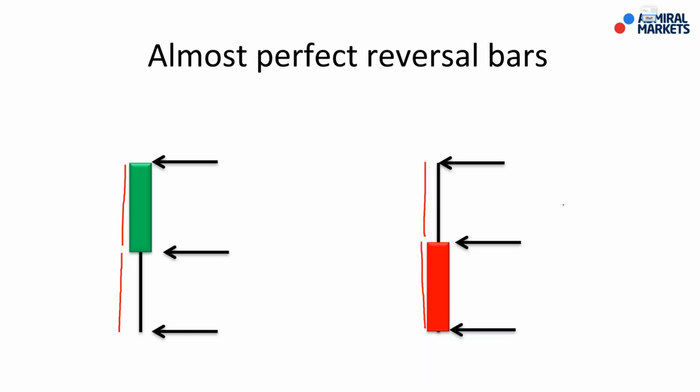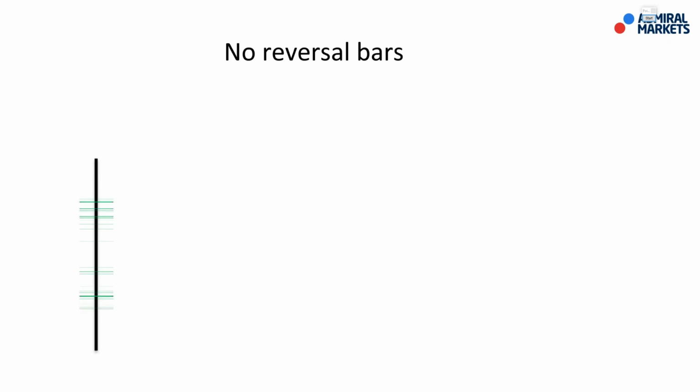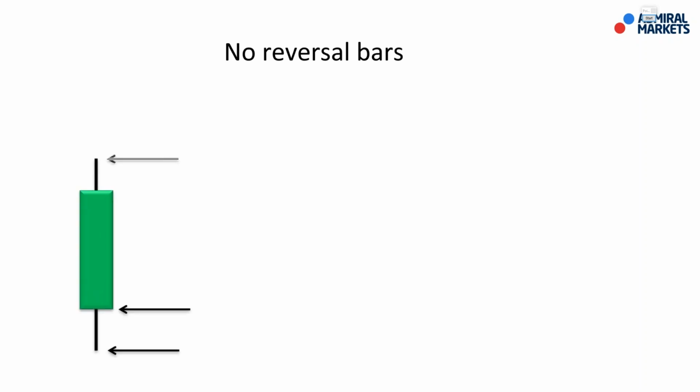So now we saw a perfect reversal bar. We have seen an almost perfect reversal bar. And of course, there must exist a non-reversal bar. Let's see what it means if I'm talking about no reversal bars. This is not a reversal bar: a great green body and a shadow on the upper side and on the lower side.